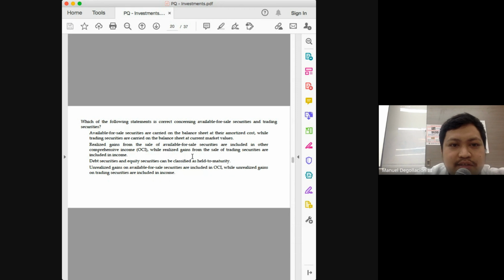Which of the following statements is correct concerning available for sale securities and trading securities? I'll just give you the answer, class. This is letter, what are we looking for? The true statement. Letter D. Unrealized gains on available for sale securities are included in OCI, while unrealized gains on trading securities are included in income. Class, we've repeated this a lot of times. You should not get this wrong. Okay?